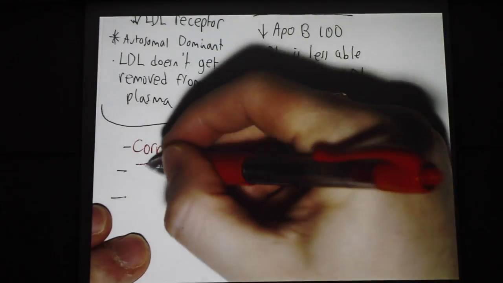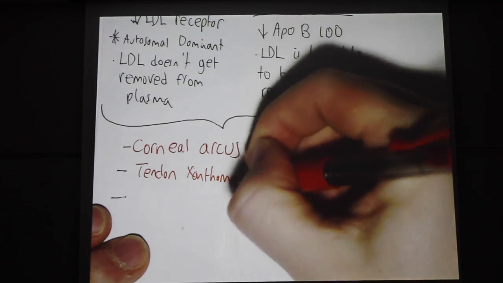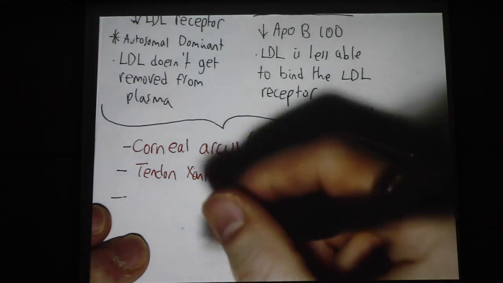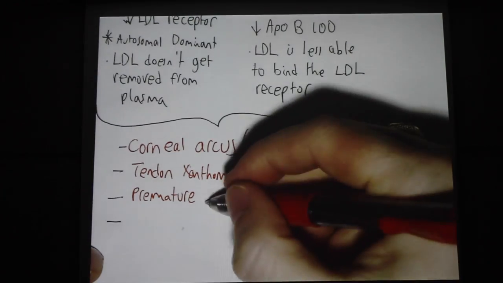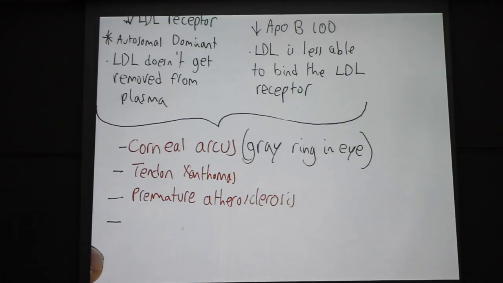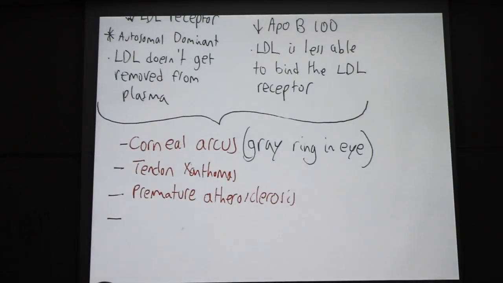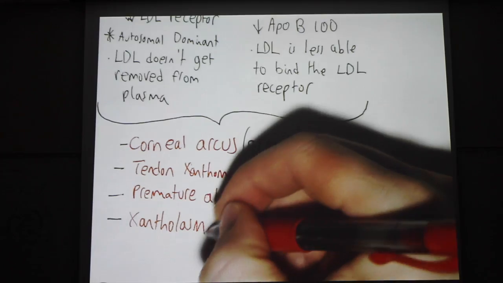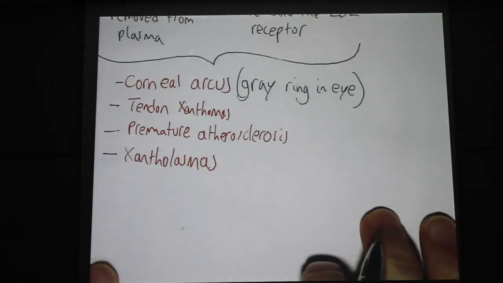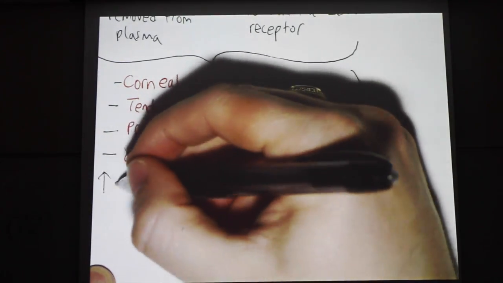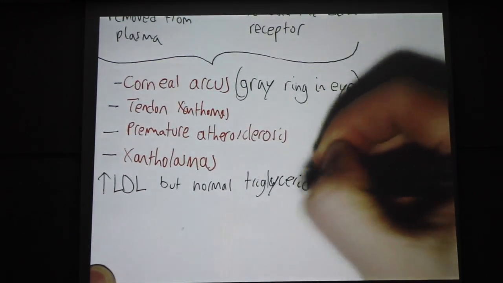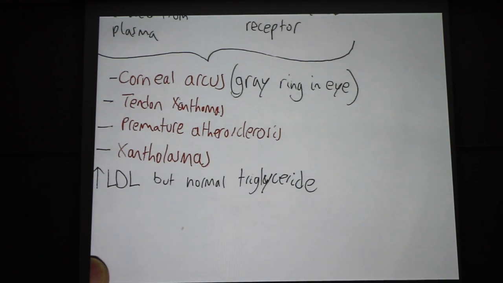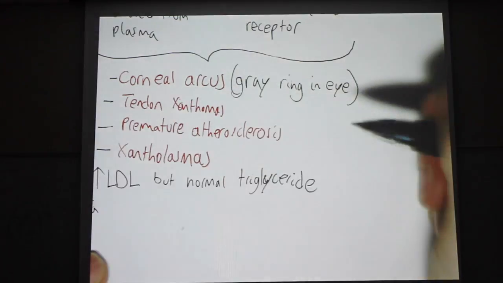They present similarly clinically, as I've said, with things like corneal arcus. That's a gray ring in the patient's eyes. Patients may have tendon xanthomas. They may have premature atherosclerosis. They also may have things like xanthelasmas, which is a pretty interesting finding where they'll have cholesterol deposits around the eye, and that can be a key finding in diagnosing an LDL disorder. So like I said, the LDL's increased. Triglyceride levels, though, are normal, and that's really the key distinction between this and other groups that we're going to visit later on in this lecture.